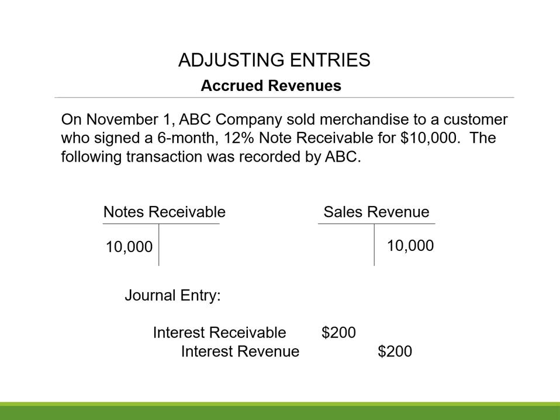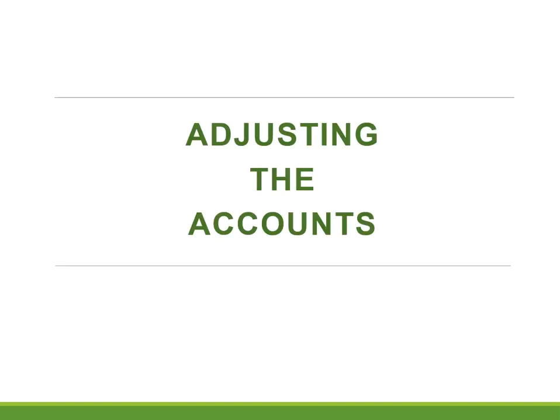So now let's do our journal entry. We will debit interest receivable for $200 and credit interest revenue also for $200. And that is an example of accruing our revenue and making sure that our books are complete. And that is the end of our adjusting the accounts.